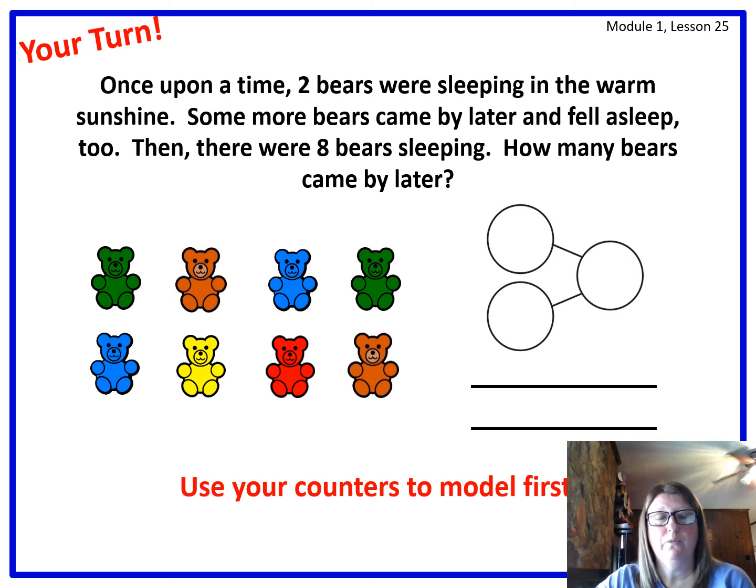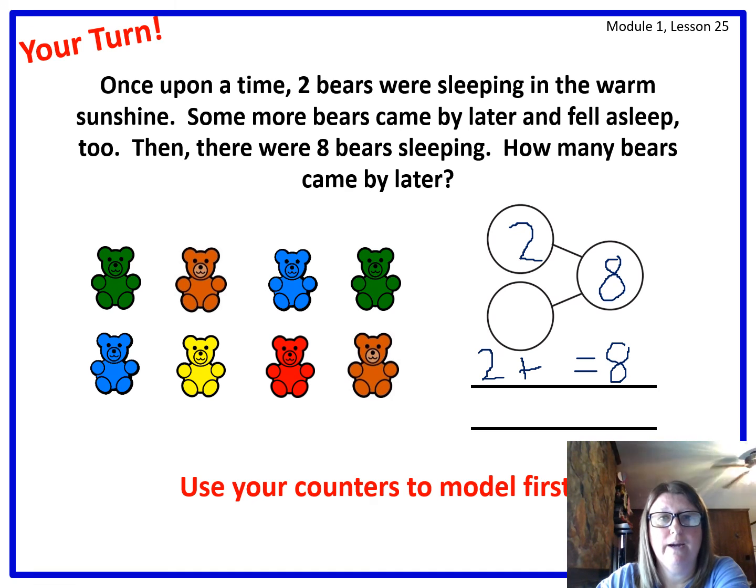All right, let's do another one. Once upon a time, 2 bears were sleeping in the warm sunshine. Some more bears came by later and fell asleep, too. Then there were 8 bears sleeping. How many bears came by later? All right, so we know that the 8 is our total. And we know that 2 bears were sleeping in the sunshine. We want to know how many came later. All right, so 2 plus what equals 8?